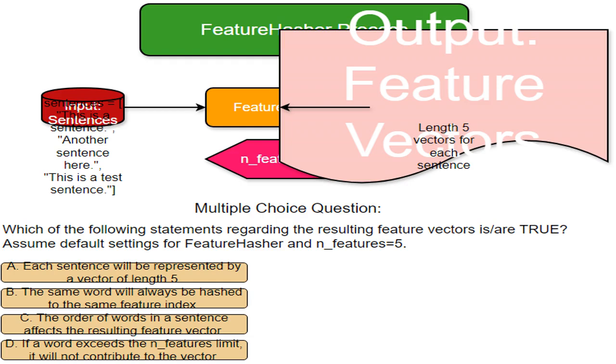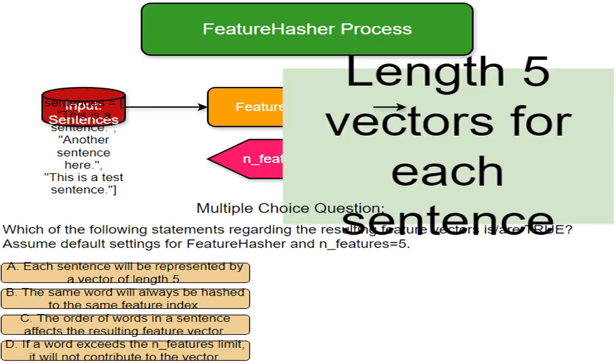The feature hasher's output will be a set of numerical vectors, one for each sentence. Each vector will have 5 numbers, representing the features extracted from the sentences. Each sentence will be converted into a vector containing 5 numbers. This is because I explicitly set _n_features equals 5.